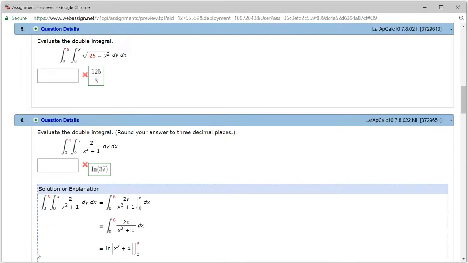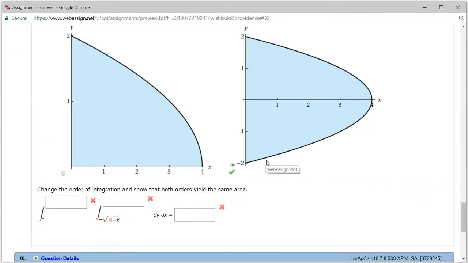All right, let's check the answer. All right, I came back. It looks like we got the correct region here. And we're going to change the order of integration for this one.